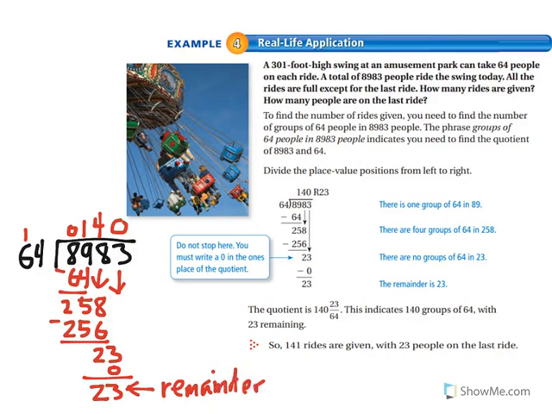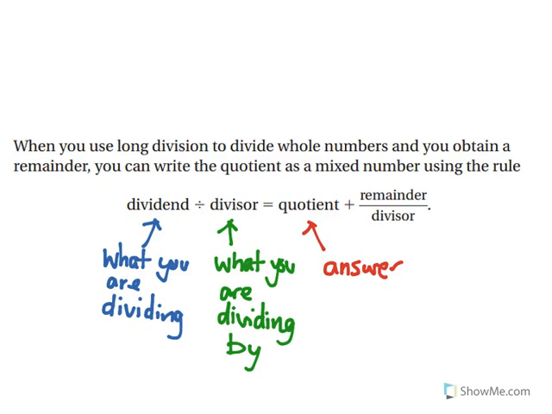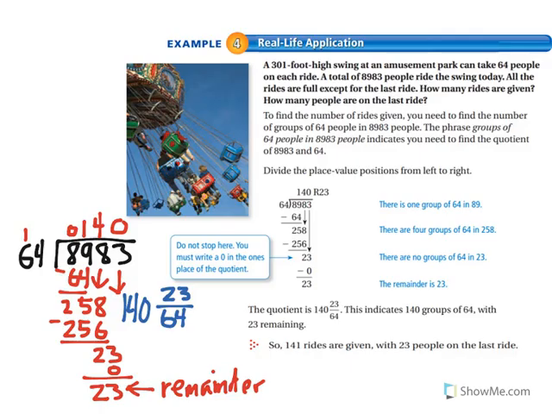As you were told before, you're going to take the remainder over the divisor. So you'd have an answer of 140 and then 23/64. That's what it would be based on what this told you to do, if I'm writing it as a mixed number. However, this is a word problem. It's a little bit different.